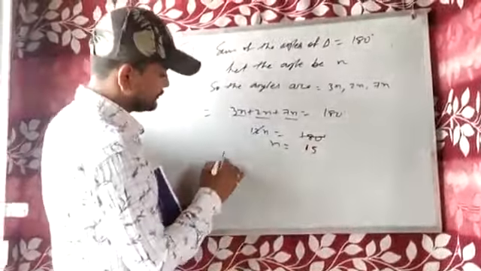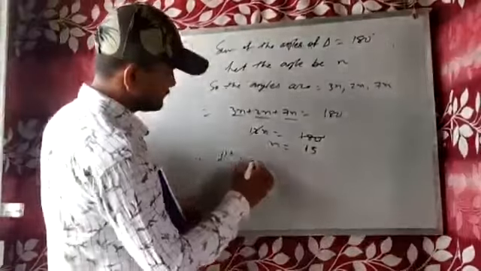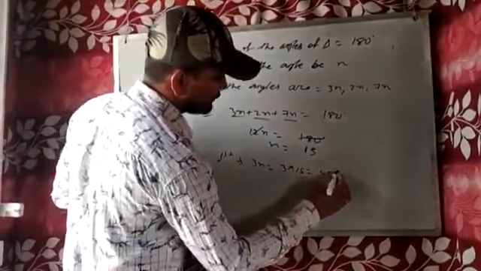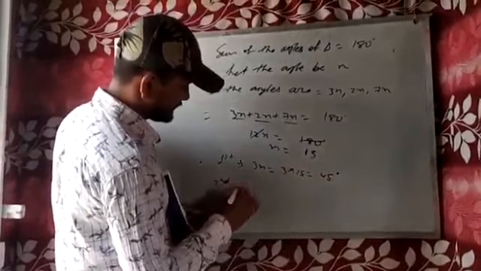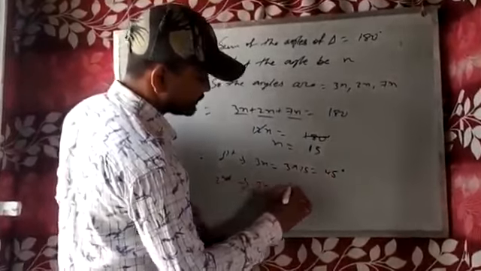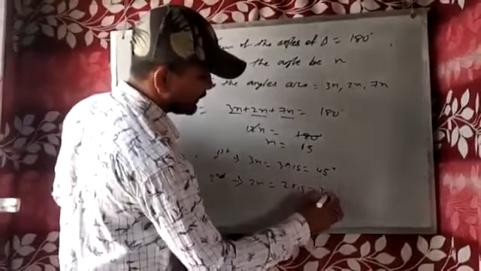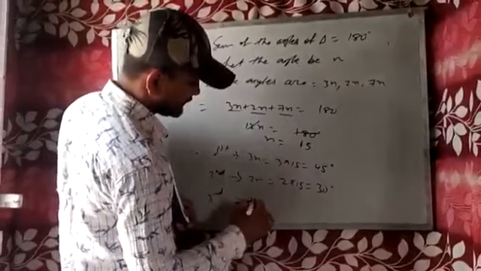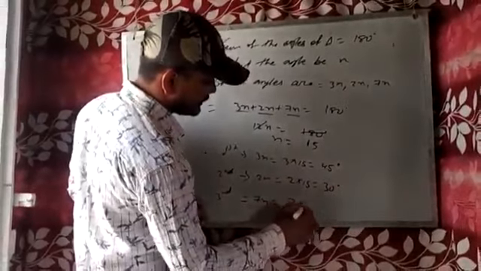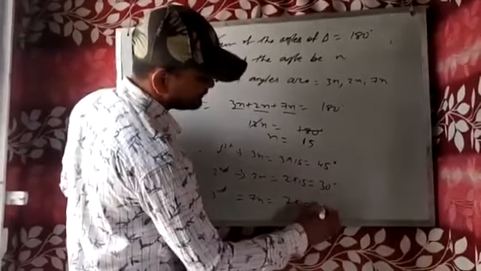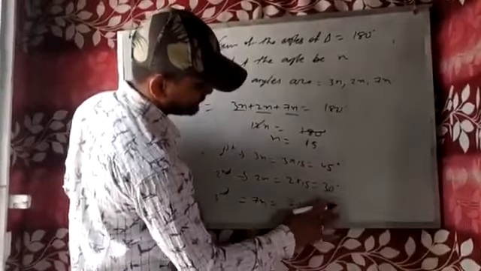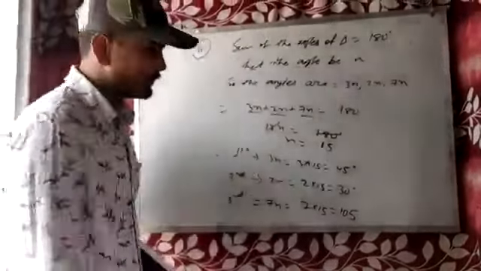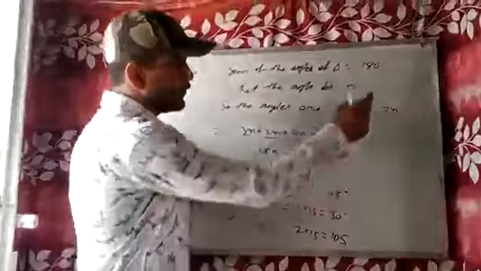Now first angle is 3x, so 3 into 15 is equal to 45 degree. Second angle is 2x, so 2 into 15 equal to 30 degree, and third angle is 7x. That means 7 into 15 is equal to 105 degree. If you will add all, you will get 180. Okay.